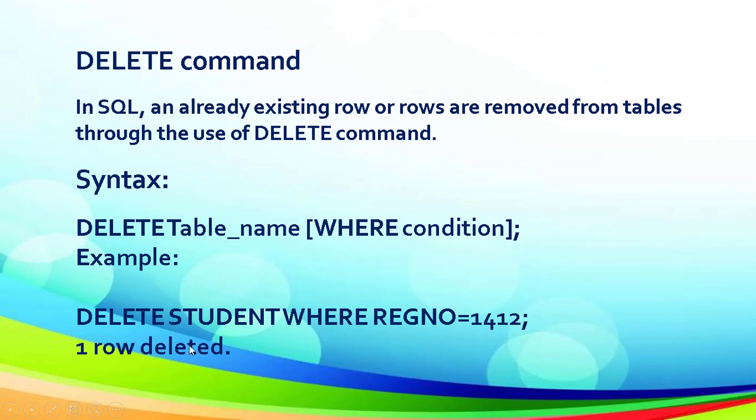Once the data is removed, you will get that one row is deleted. So there are three commands over here. One is insert command. Insert command is used to insert rows in the table, update command is used to modify or update the existing table, and delete command is used to remove the data. That is, here row wise you can remove the data from the table using the delete command.